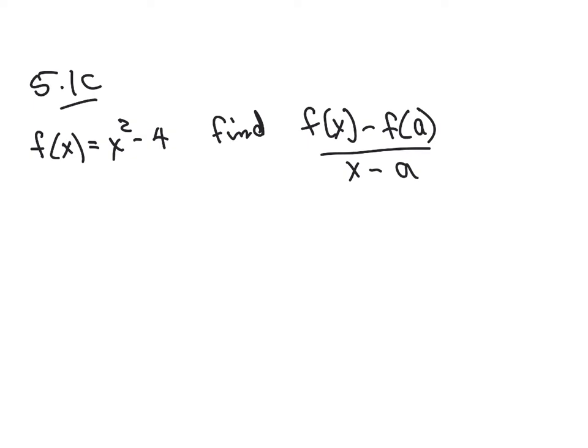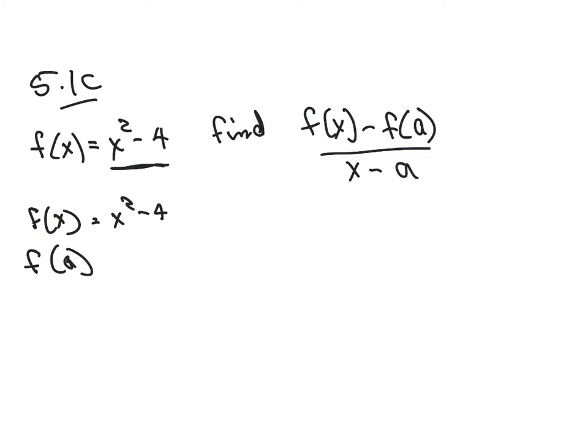So again, what we're doing with this is we're finding the slope of this equation. All right, so that's what we're doing. So let's get to it. And remember what I said in the last video, we're going to find f of x, we're going to find f of a, and then we're going to put it in this equation and solve it. So my first is f of x, and that is easy enough because that is our x squared minus 4.